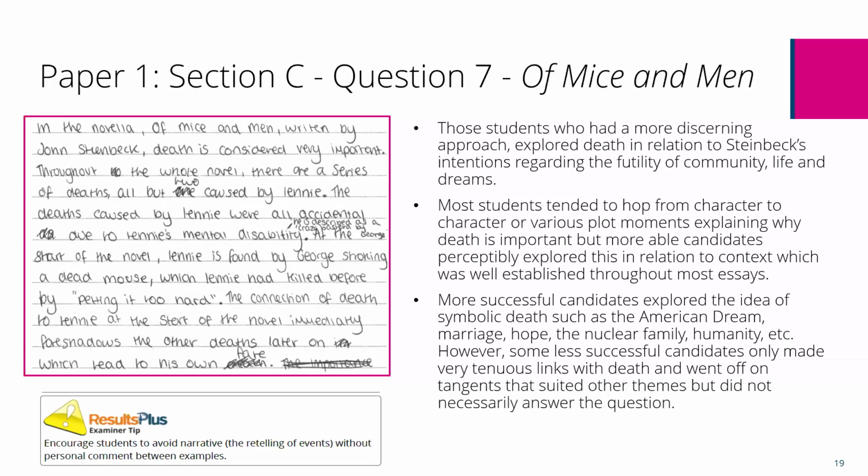So the question here on Of Mice and Men, question 7, is: in what ways is death important in Of Mice and Men? This exemplar on the slide here is in the examiner report. It's a little extract of a level 3 response. We're looking now at page 57, and the Results Plus box is from page 61.